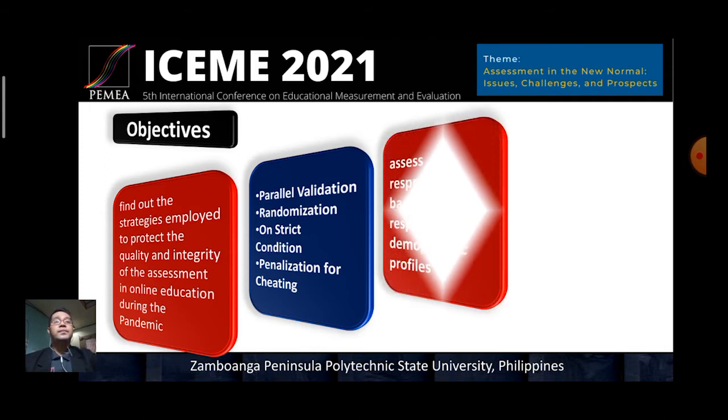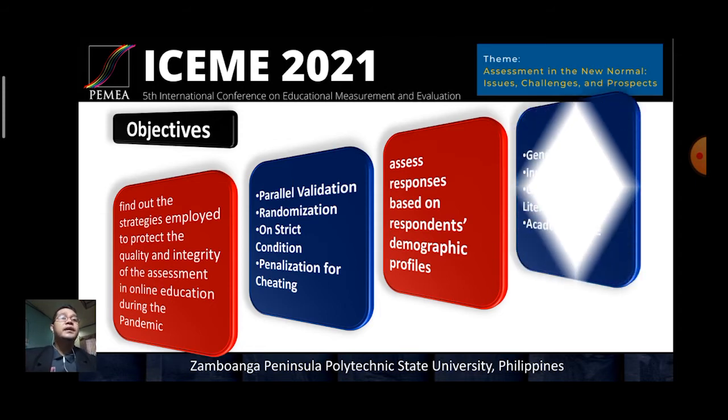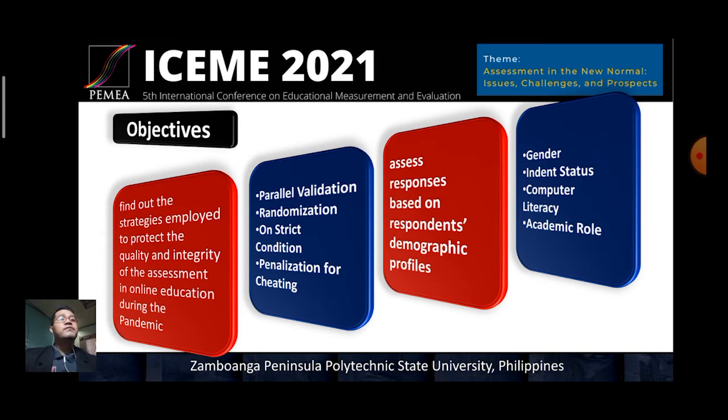The next is to assess the responses based on the respondents' demographic profile. This means that we wanted to analyze responses coming from the different groups under the profile of gender, indigent status, the different computer literacy levels, and the different academic roles like teachers and learners.